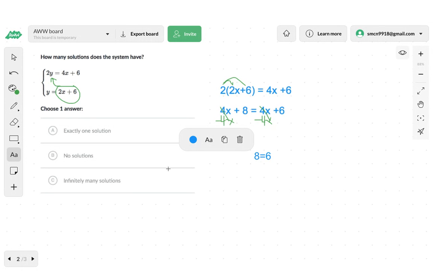Now I spoke about this before. When we see something like this, it means no solution, because 8 cannot equal 6. So it's going to be no solution, and here's the symbol for it. When your variables cancel out, you're left with 8 equals 6 in this equation, which means it's no solution. Okay, so I'm going to show you one more.